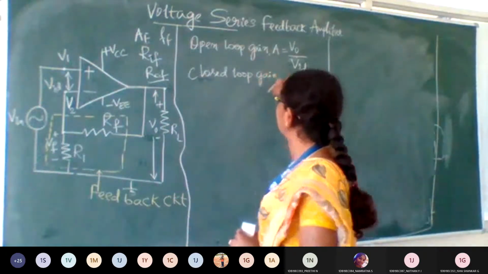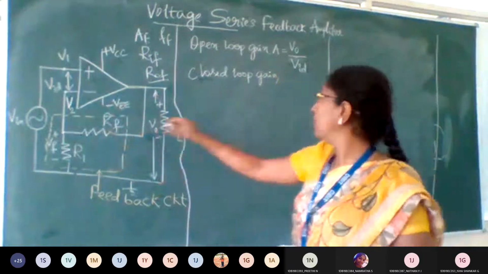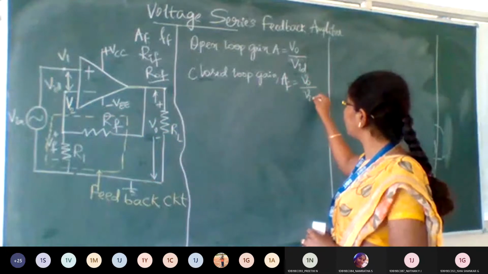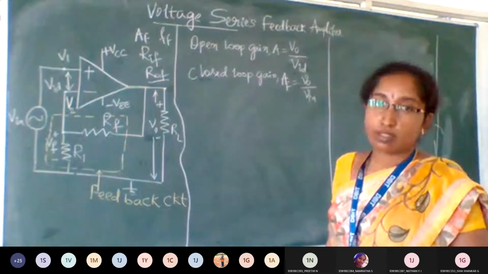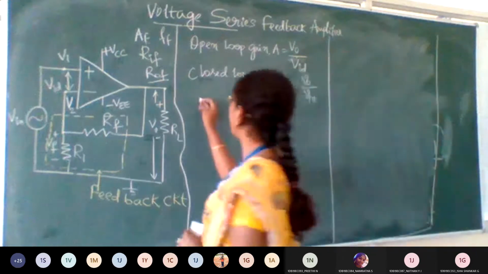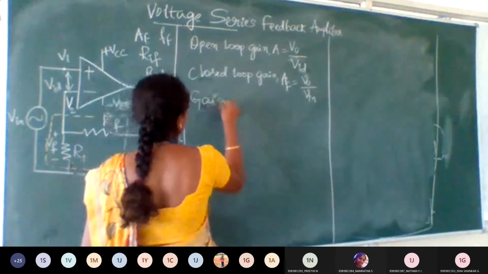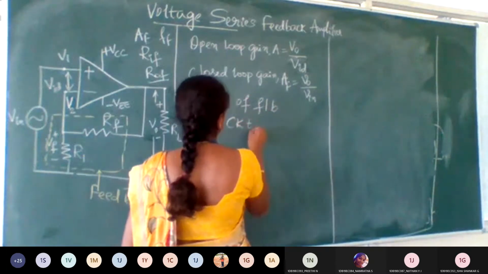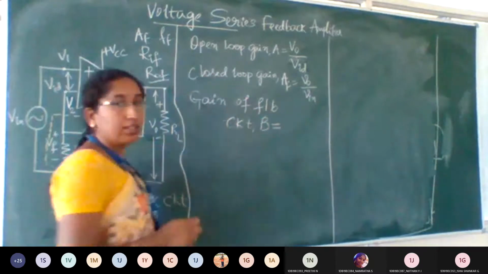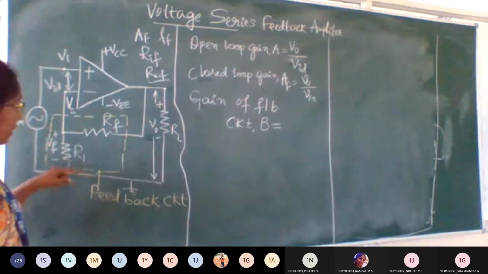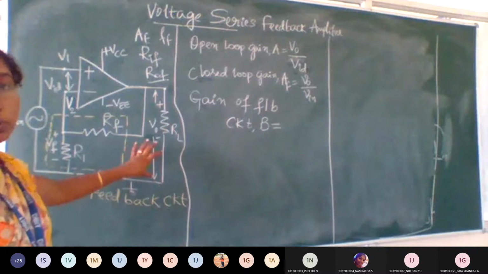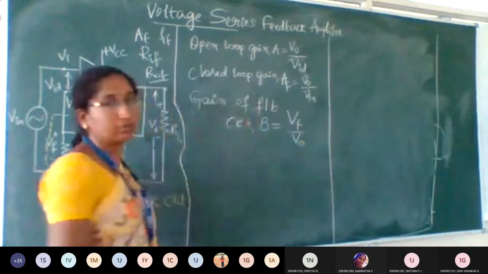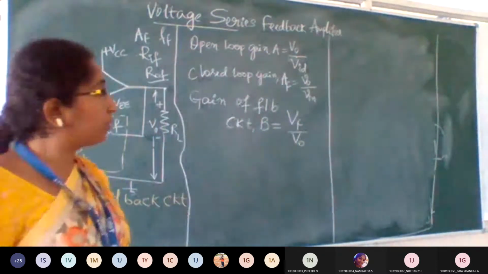So next, what about closed loop gain? Closed loop gain means with feedback. You are going to close, that is from output to input. So the notation is AF. AF will be again output voltage by input voltage. So next, gain of feedback circuit. It will be denoted as capital B. So always the feedback gain will be VF by V0. So with respect to V0, it is VF by V0. So these are the basics.